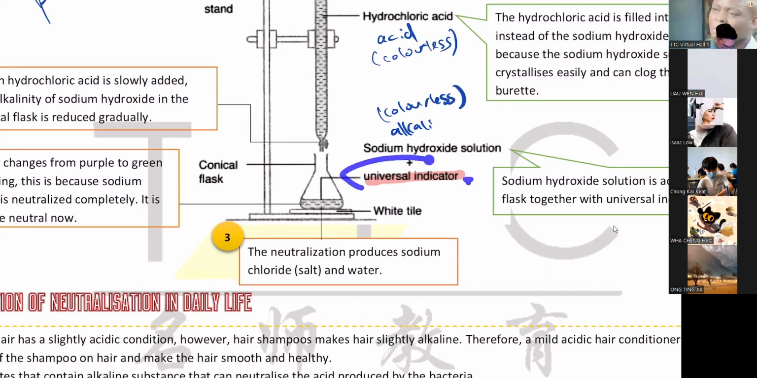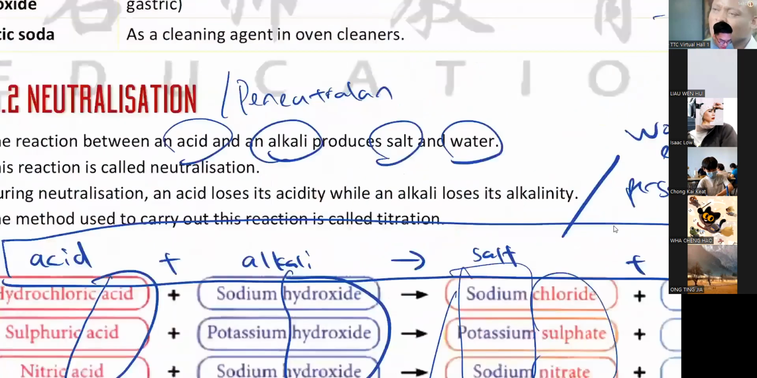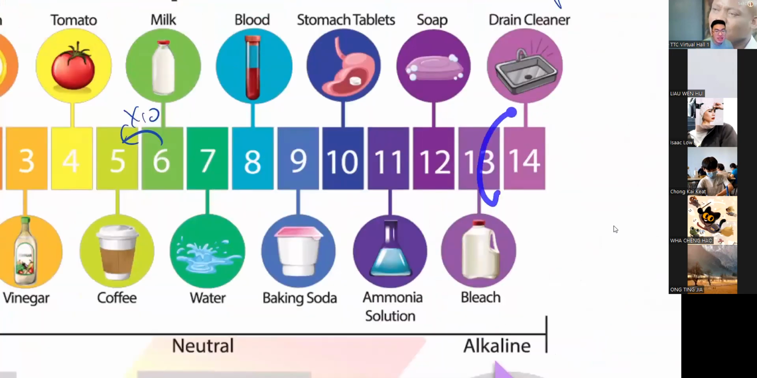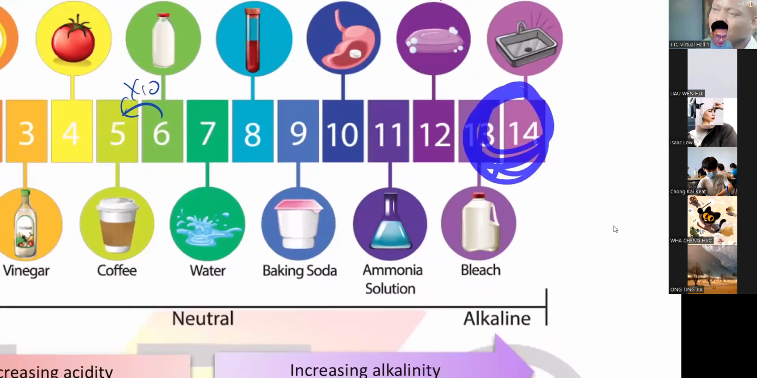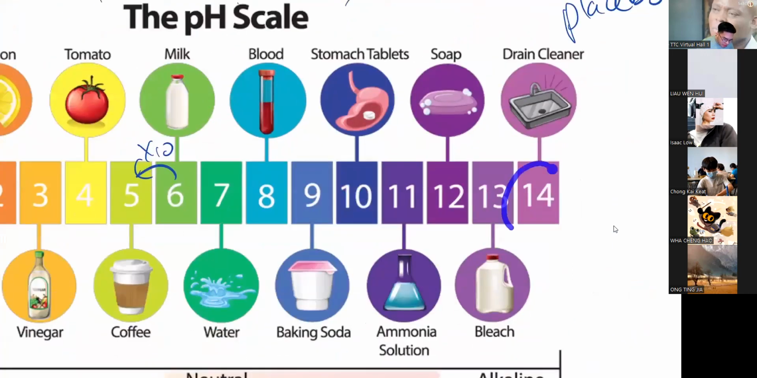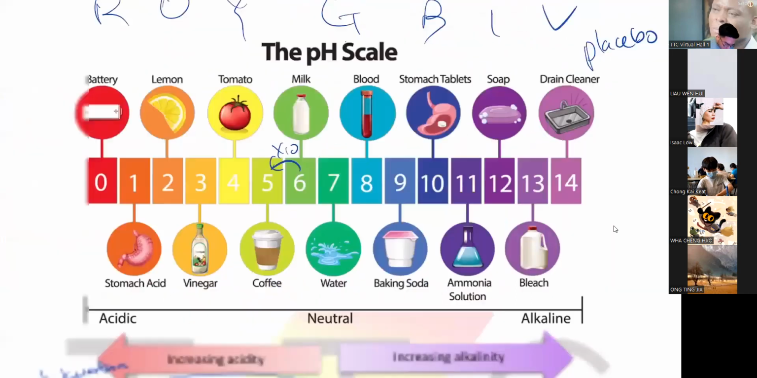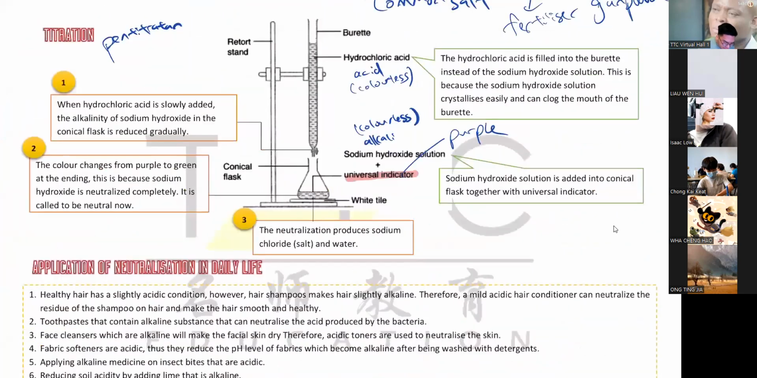Okay, anyway, so you use a universal indicator. So what color do you start with? When you put this universal indicator into this alkali, it is purple. So you will start this experiment as purple. As you add acid to it, this will slowly become less alkaline. So it will go from purple to darker purple, purple to blue, light blue. And when you reach green, it's time to stop. When you reach green, that means this thing is neutralized. You already reached neutral.